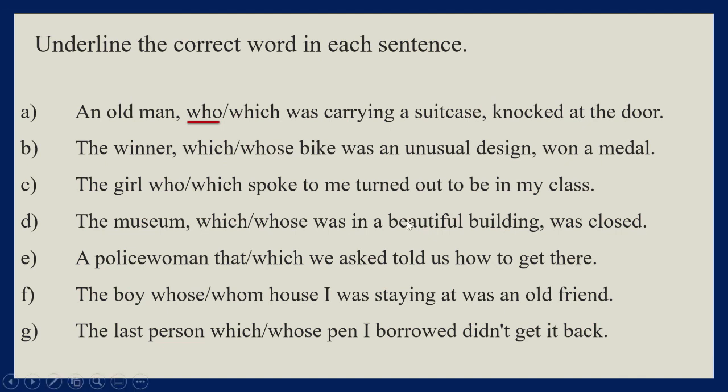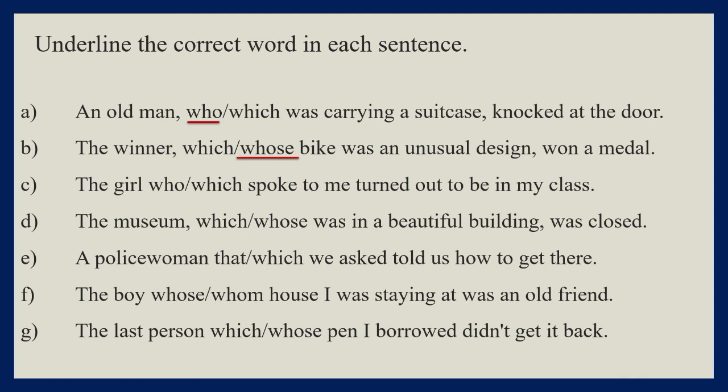And by the way, this is a non-defining relative clause because it is giving extra information, not essential information. And we put them in between two commas. B. The winner, which or whose bike was an unusual design, won a medal.